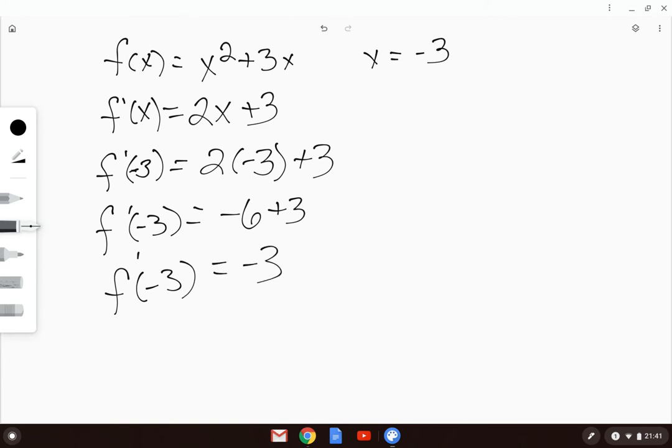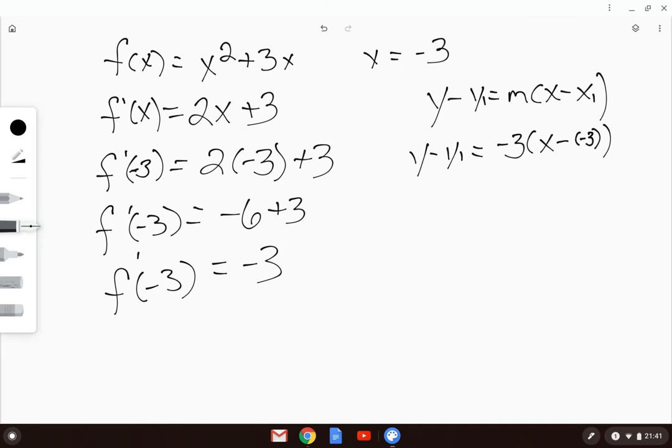All right, so what I again found here is the slope, or the rate of change, for this particular point, -3, is -3. So again, I write y minus y1 equals m times x minus x1. Okay, so I need to find my y1 value. So again, let's go ahead and go over to Desmos.